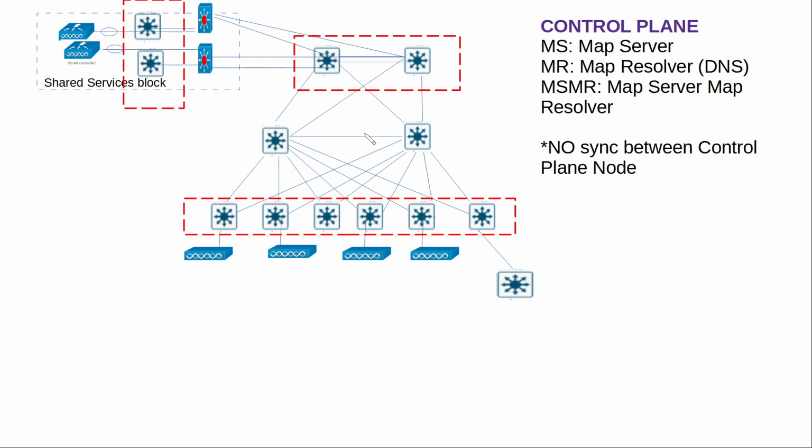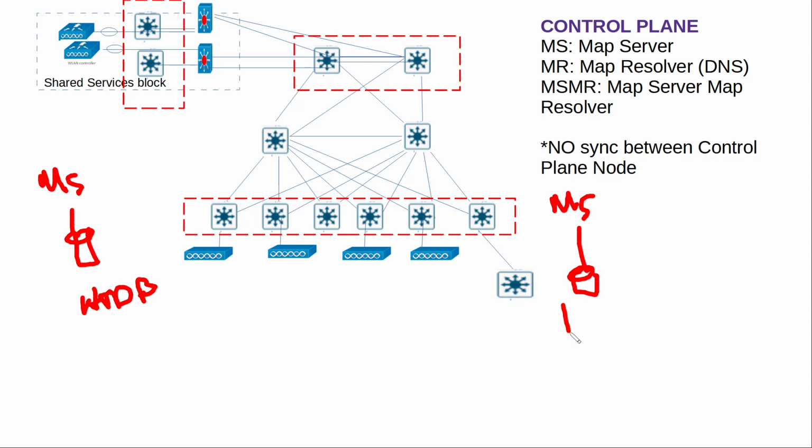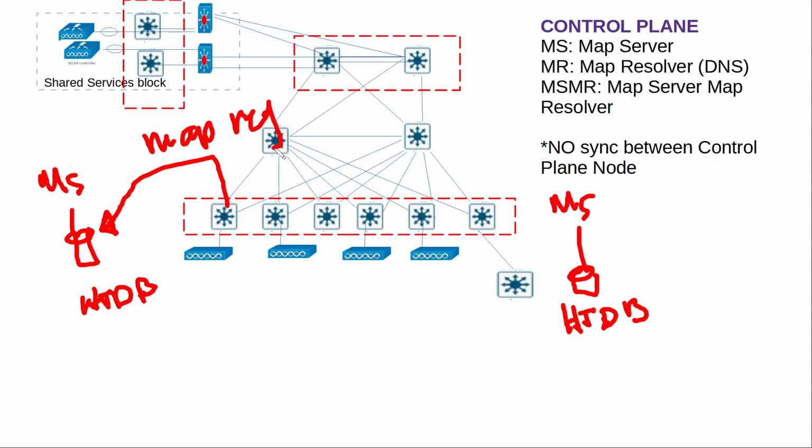Let's talk now about more details about how LISP works. Remember that we use a map server. The map server is in charge of creating and maintaining the host tracking database. I can have more than one map server in order to have high availability. And the way that these map servers will create and update their databases is by receiving map register messages from my network devices for end devices.